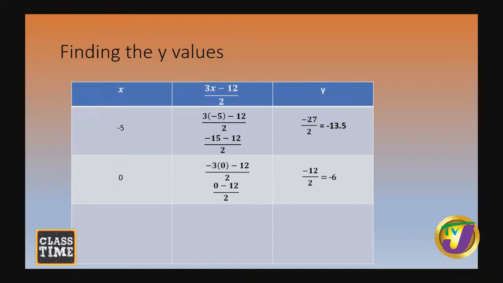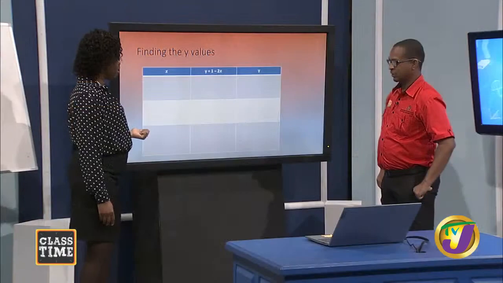And if we were to substitute positive 5 for x in the equation, it would be 3 multiplied by 5 subtract 12 all divided by 2. And that would be 15 subtract 12 all divided by 2, which gives us 3/2, or 1.5. So now we have some x values and some y values, so we can plot a graph for this one. But before we do so, let's check out the other equation.